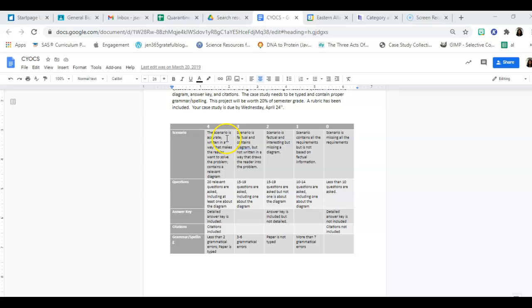So to get full credit for the scenario, it needs to be accurate. It needs to be written in a way that makes the reader want to solve the problem. It needs to contain the relevant diagram. For full credit on the questions, you need 20 relevant questions, including at least one about the diagram. You need a detailed answer key. Your citations need to be included, and then less than 2 grammatical errors, and having the paper typed.